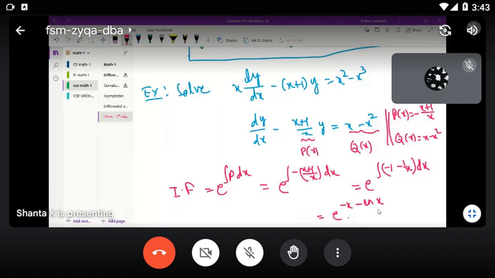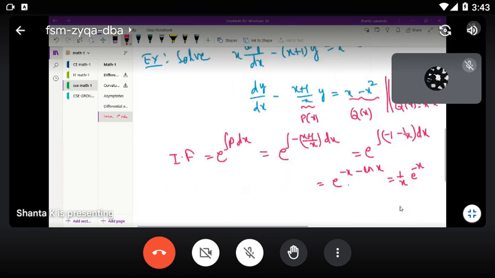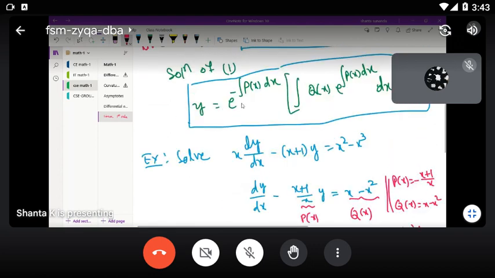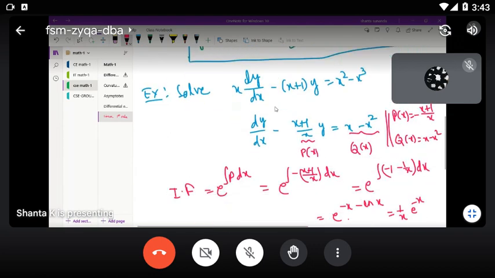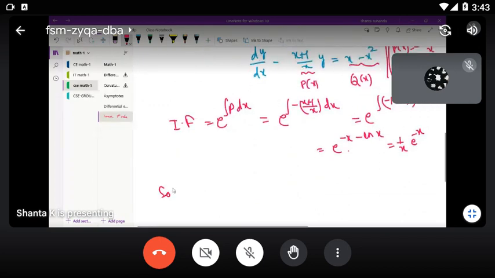So if you want, you can write it as 1 by x, e power minus x. If you take the logarithm, this comes to 1 by x. So this is your integrating factor. If you want, you can multiply now, or you can directly put it in the solution form, y equals e power minus integral of p dx. So if you put minus here, then you have q of x.